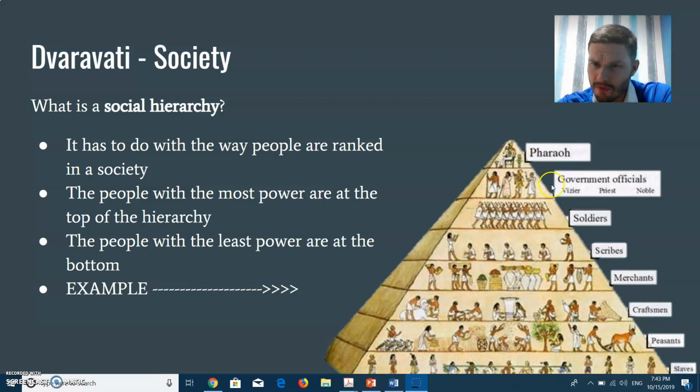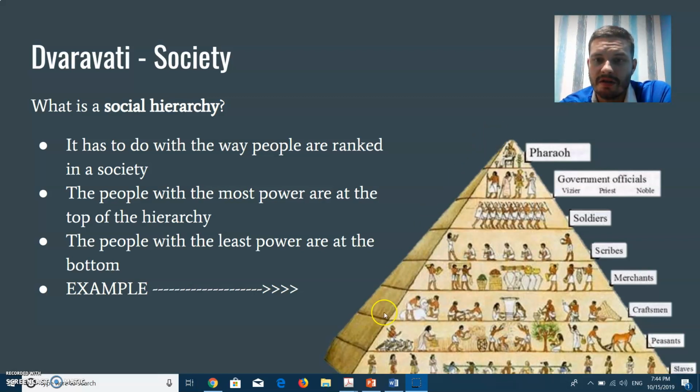So, before I talk about Dvaravati society specifically, I want to talk about what a social hierarchy is, because we really need to understand the definition of social hierarchy if we're going to understand how Dvaravati society was structured. So, social hierarchy has to do with the way people are ranked in society. So you can imagine that the people with the most power will be at the top, and then people with the least power will be at the bottom.